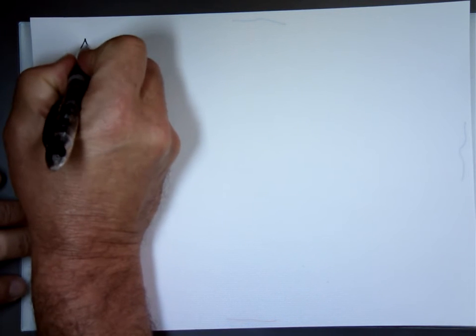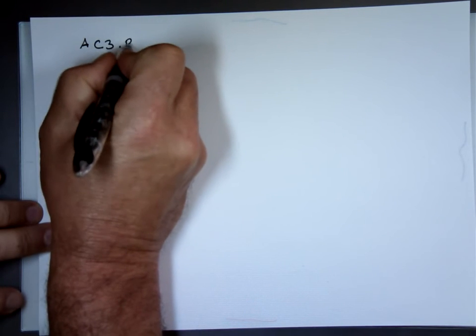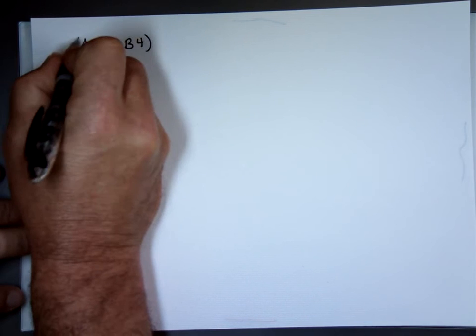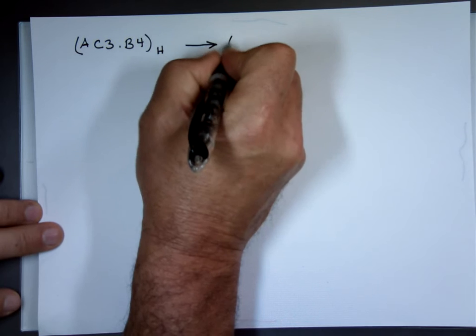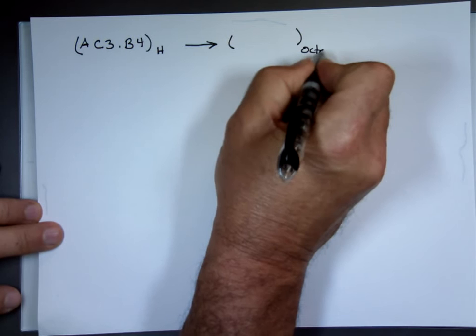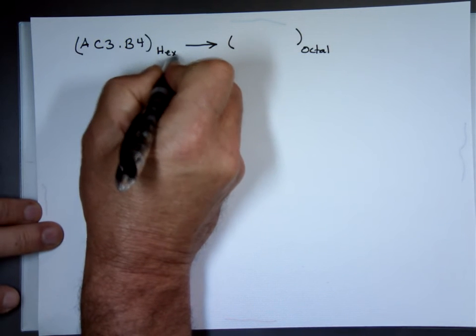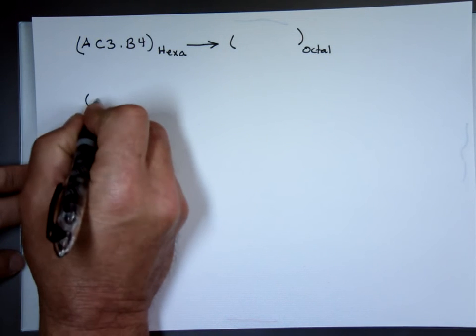So let's say I gave you this problem. I have A C3 dot B4 in hexadecimal, and I want to convert that to octal. Hexadecimal to octal. Octal is base 8, hexadecimal is base 16. Well, you can do this actually, a couple of ways.